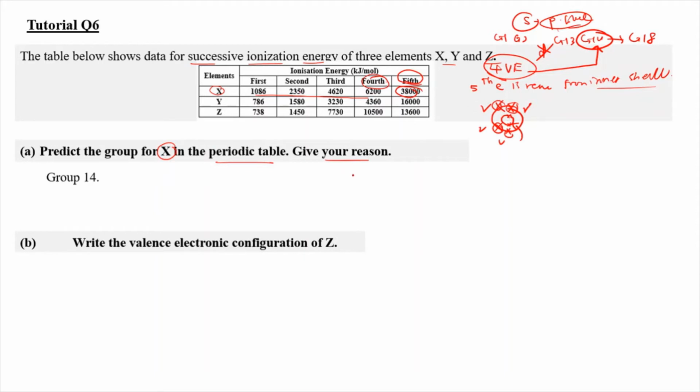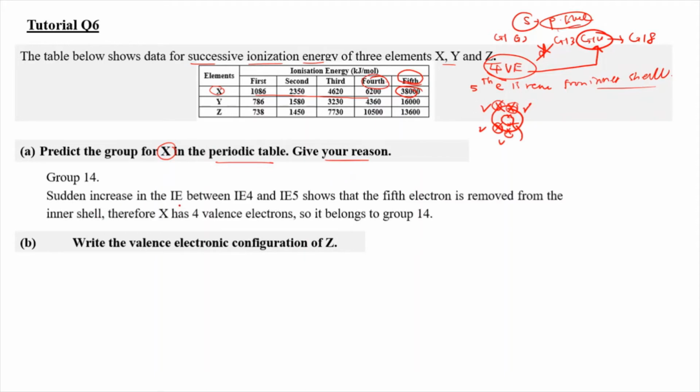So give your reason. We can say that there's going to be a sudden increase in ionization energy between IE4 and IE5, and this shows that the fifth electron is removed from the inner shell, and therefore X has 4 valence electrons, so it belongs to group 14. You can also use method 1 and method 2, where you can find the energy ratio, or you can find the energy difference. Either way is also acceptable.